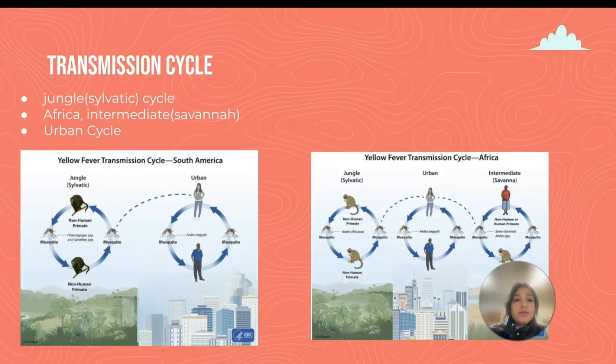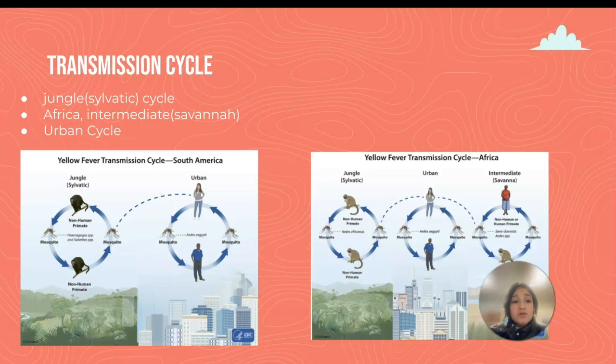Okay, next we're going to talk about the Africa intermediate cycle. So in this cycle, it's the transmission of the virus from mosquitoes to humans living or working in the jungle border areas. In this cycle, the virus can be transmitted from monkey to human or from human to human. So if a human is infected with yellow fever and a mosquito bites the human, then that mosquito travels and bites a different human and infects that human as well.